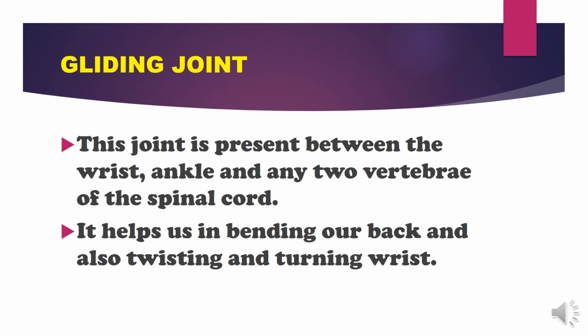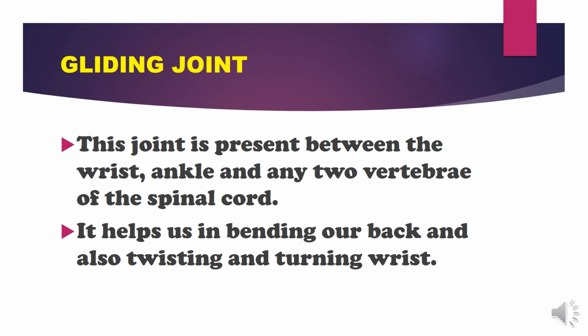Next joint is gliding joint. Gliding means twisting and turning. So this joint is present between the wrist, ankle and any two vertebrae of the spinal cord. It helps us in bending our back and also twisting and turning the wrist. Yes, you can rotate your wrist, right? Just try to rotate your wrist. Why are you able to rotate this wrist? Because of the gliding joint.